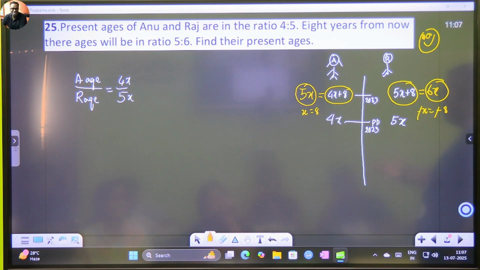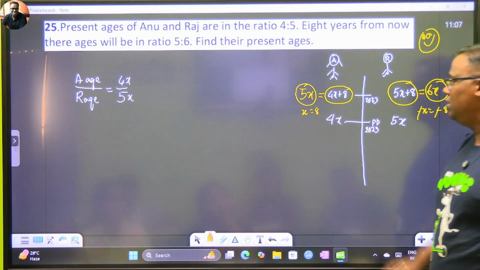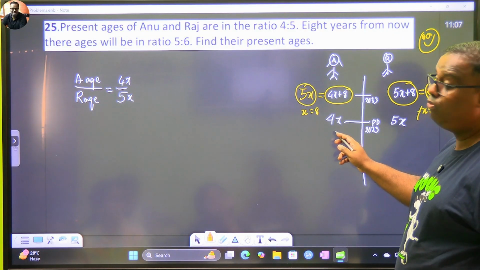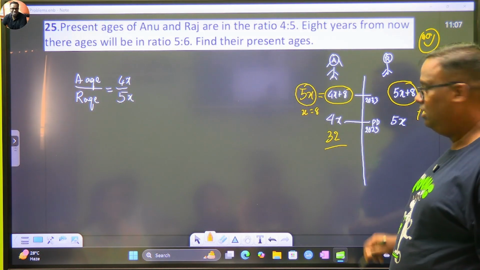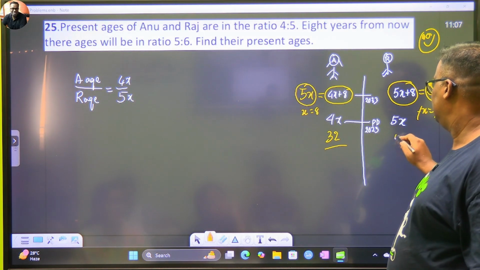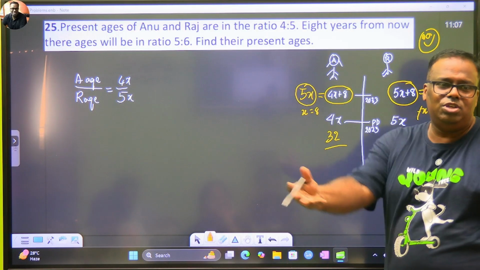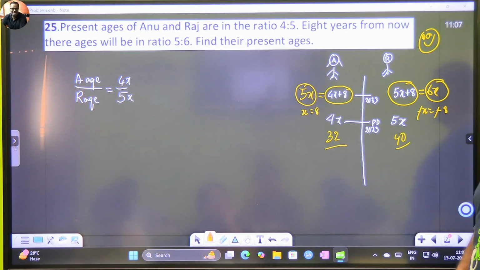Now we have to find their present ages. We just got x. What is the present age of this girl? 4x. So 4 into 8 is 32. And the boy is how much? 40. So easy. The girl is 32.